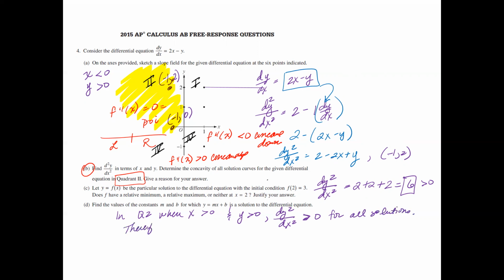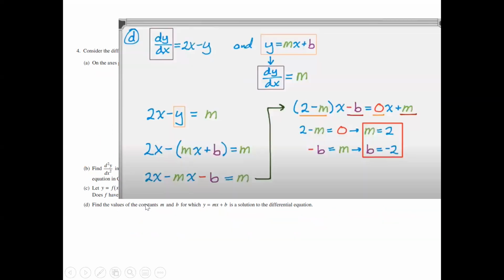Therefore, and with "therefore" on the test, you could do 3 little dots, which means therefore, so you could shorthand it. Therefore, all solutions in quadrant 2 are concave up. And that's how you can describe it for part B.